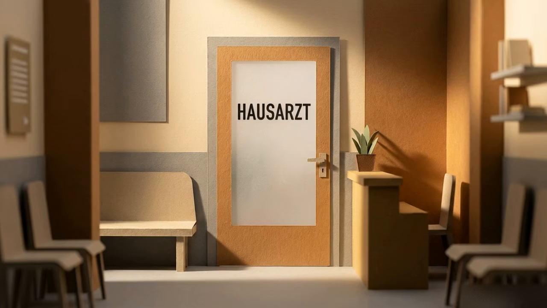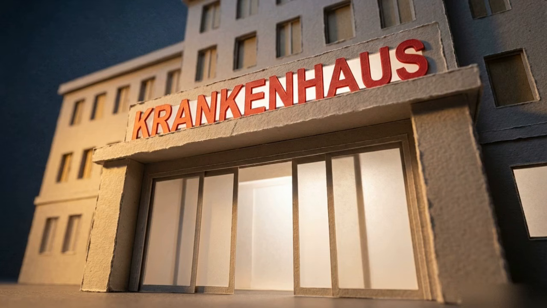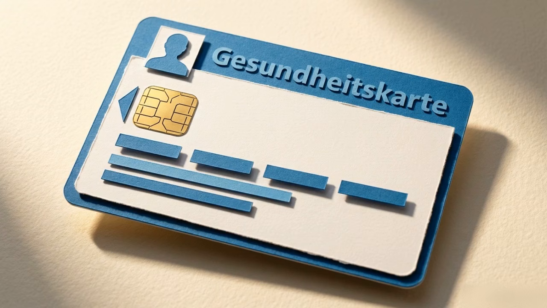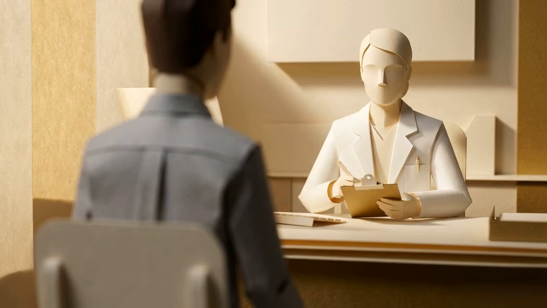Before you speak, you must choose the correct facility. For standard ailments like a cold or the flu, you visit a Hausarzt, a general practitioner. The Krankenhaus, or hospital, is reserved for emergencies or after-hours care. At the front desk, the Anmeldung, you are required to present your public health insurance card before you are seen. Navigating these administrative steps correctly ensures that when you finally see the doctor, the focus remains entirely on your symptoms.